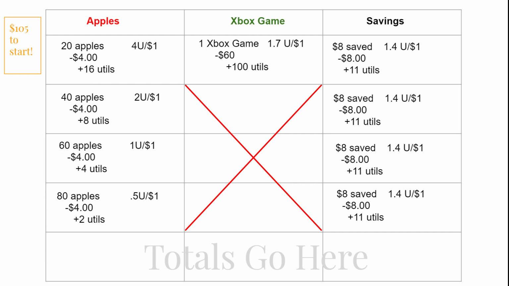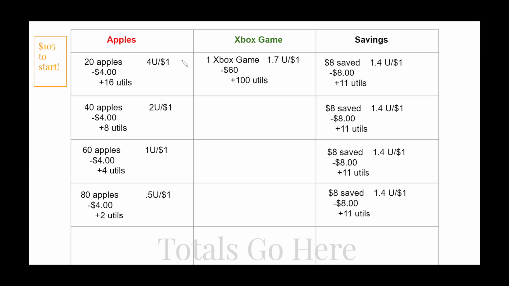It's time to make our selections and work through this problem thoroughly and correctly. Here's how you do it. First things first, let's analyze all of the ratios where it's utils over the dollar spent to get them. You'll see that 4 utils is the largest numerator of all of these ratios in the table. So that is higher than 1.7, it's higher than 1.4, and it's higher than 2, 1, or 0.5. That's why Anna is going to make it her first choice.